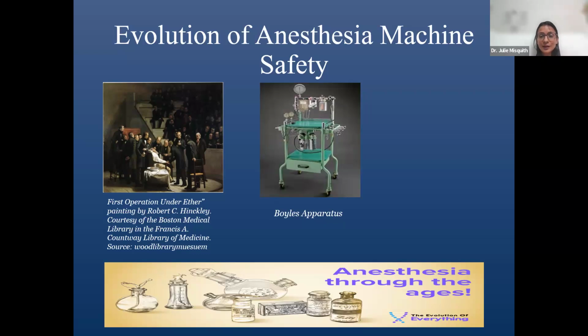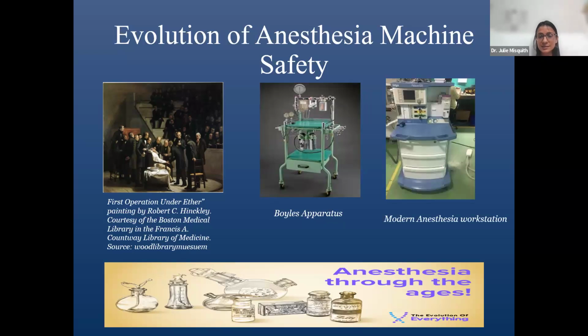And the subsequent developments in the machine were dictated by convenience, functionality, the advancements in technology, and the need for safety, leading to Boyle's machine being replaced by the anesthesia delivery unit, which we now call modern anesthesia workstations. These machines deliver gases and inhalational agents. They have the facility for patient monitoring as well as incorporating advanced ventilation modes. But more important are the patient monitoring and the safety features that these machines have now.